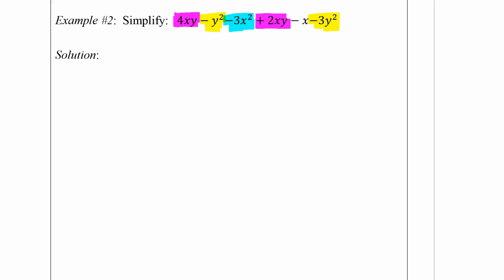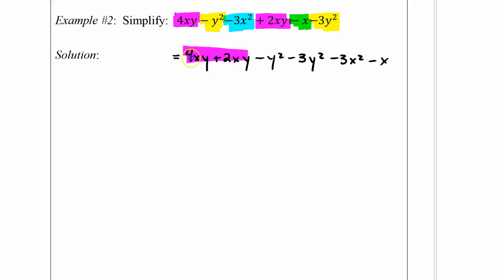Oh, no we don't. That is not a like term. Because even though they're both just x's, this x is raised to the power of 2, while this one is not. So I'm just going to rewrite so that all the like terms are beside each other. So 4xy plus 2xy minus y squared minus 3y squared minus 3x squared minus x. And just so that we can see where all these numbers have come from, I'm going to color the things that are the same.